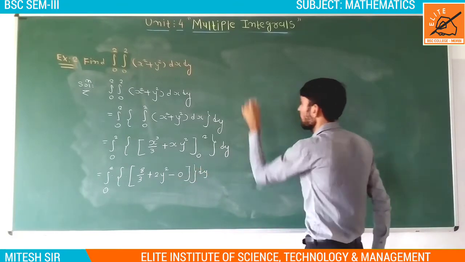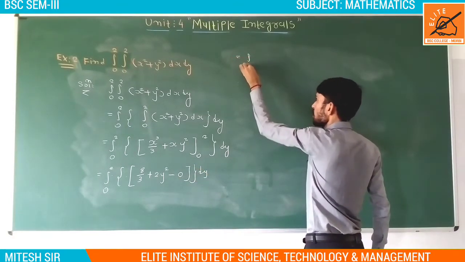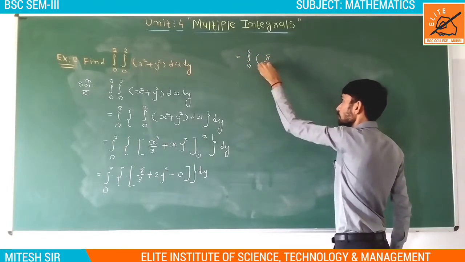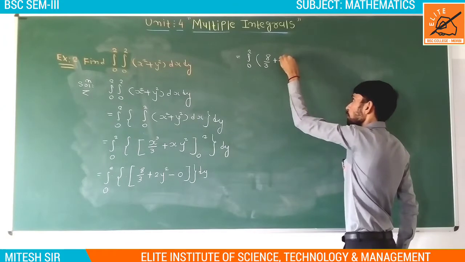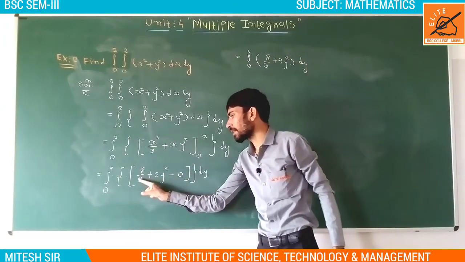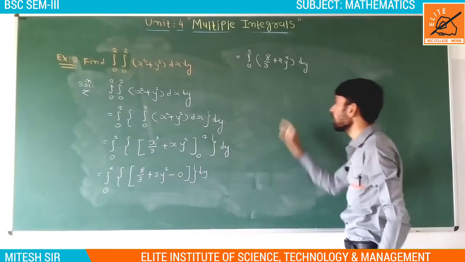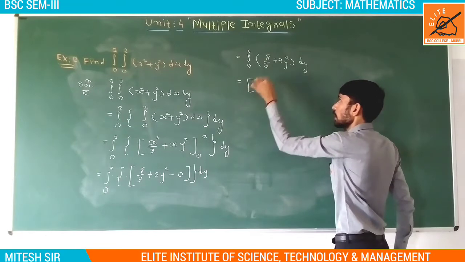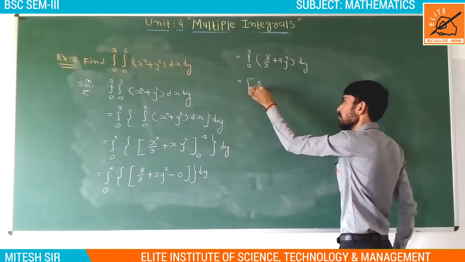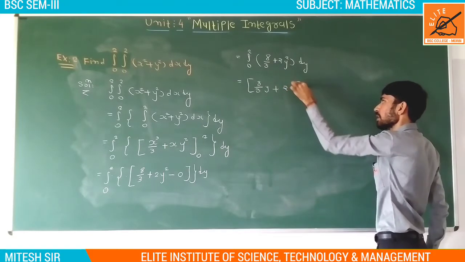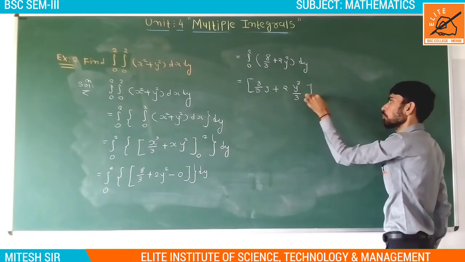Now we just simplify this. Integration 0 to 2, we have remaining 8 by 3 plus 2y square dy. Friends, we have 8 by 3 plus 2y square and we are doing integration with respect to y. So 8 by 3 is a constant, it becomes 8 upon 3y, plus 2 as it is. Y square becomes y cube by 3. Limit is 0 to 2.